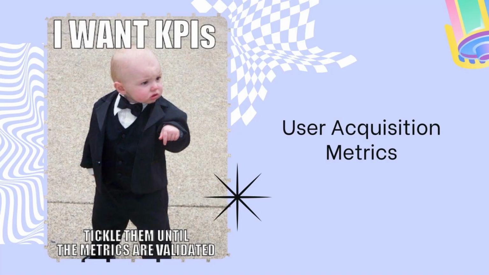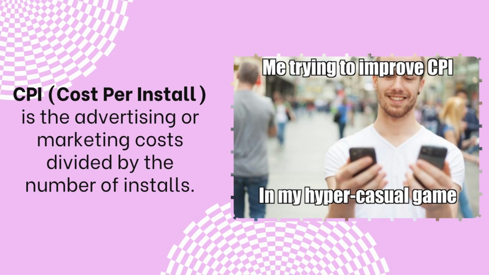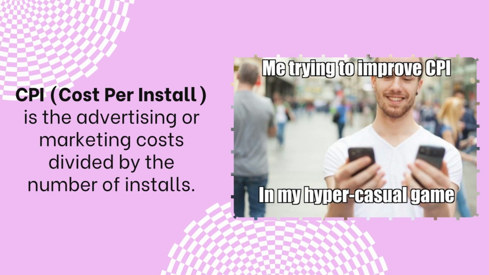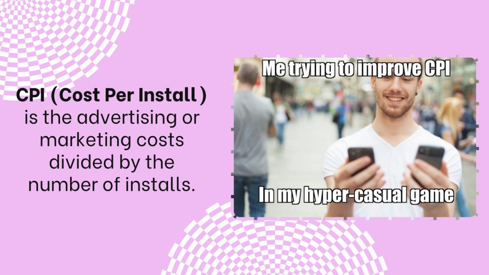User acquisition metrics. These metrics indicate the success of the launched advertising and the cost of acquiring a user. These metrics are crucial to marketers, but I'll tell you about the most basic ones important for a game designer's work. Cost per install. This is the advertising or marketing costs divided by the number of installs. For example, if you spent $100 on advertising and got 1000 installs, your CPI is 0.1.